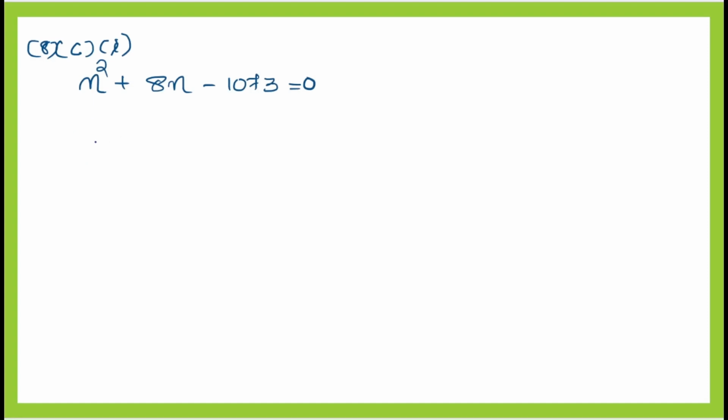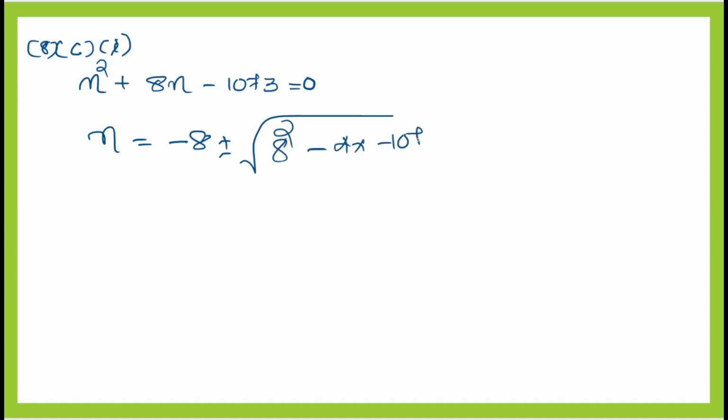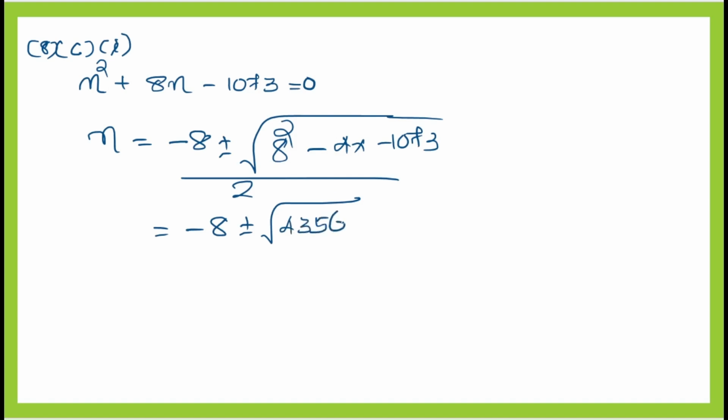Now applying the quadratic formula, n is equal to minus 8 plus or minus root of 8 square minus 4 times minus 1073, all by 2, that equals minus 8 plus or minus root of 4356, all by 2. We can discard the negative value. Therefore, the value of n is 29.